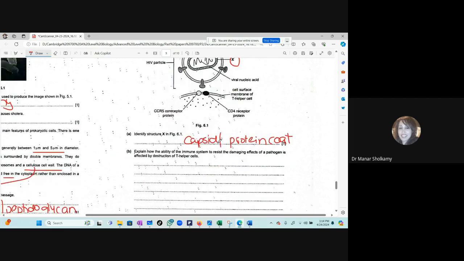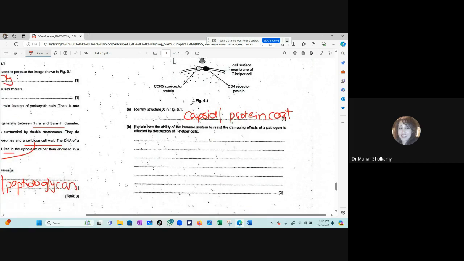Now explain how the ability of the immune system to resist the damaging effects of a pathogen is affected by destruction of the T helper cells. Again, this is a direct question. The T helper cell is destroyed. How will this affect your immune system?